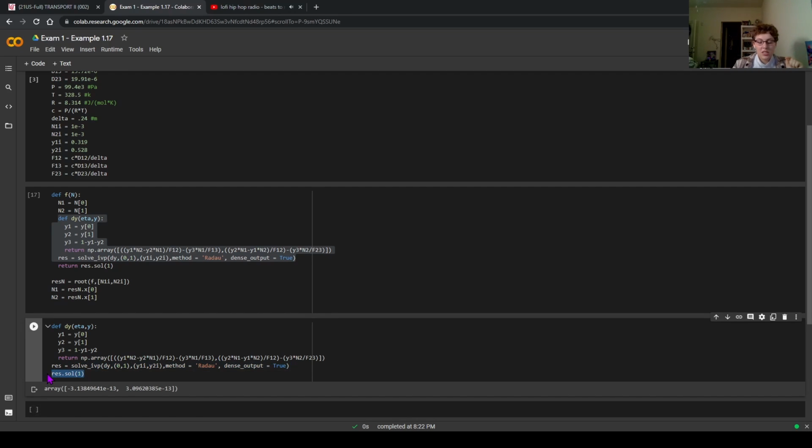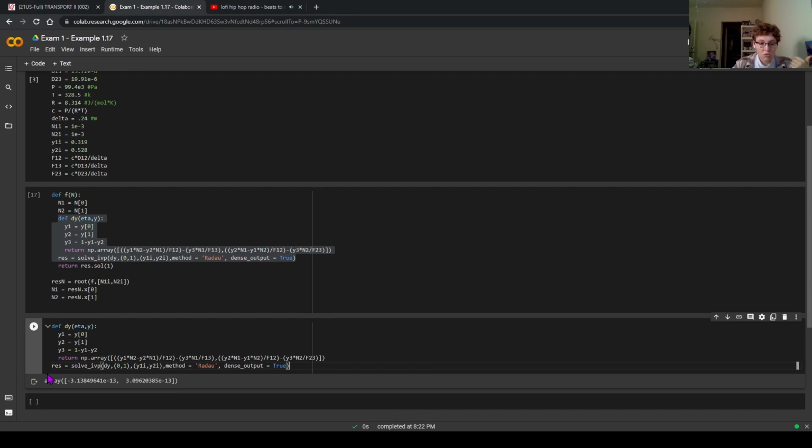Now that we have this new equation defined, we want to graph it so that we can visually see what the mole fractions are from either z equals 0 to z equals delta, or from eta equals 0 to eta equals 1. And when we're graphing this, we want the output to be on an evenly spaced set of numbers because we're going to plot it like a scatter plot and then connect the lines.